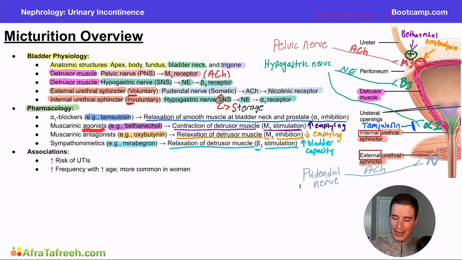Then we have our muscarinic agonist and our muscarinic antagonist doing the opposite things. One is going to cause contraction of the detrusor muscle, and the other causes relaxation of the detrusor muscle. Good thing to know is that these both work at the M3 receptor, M for muscarinic. Then we also have our sympathomimetics, our final one, which also relaxes the detrusor muscle, although a different mechanism. Now we're talking about stimulation of the beta-3 receptor.